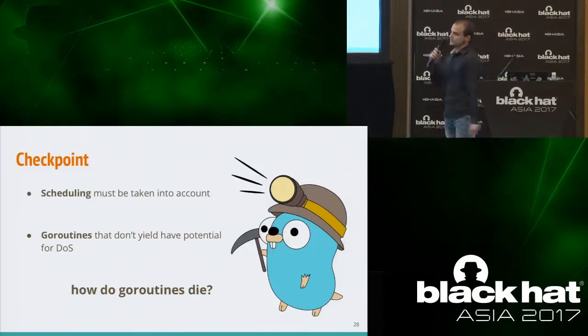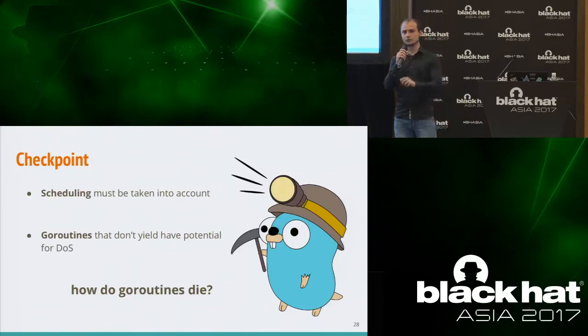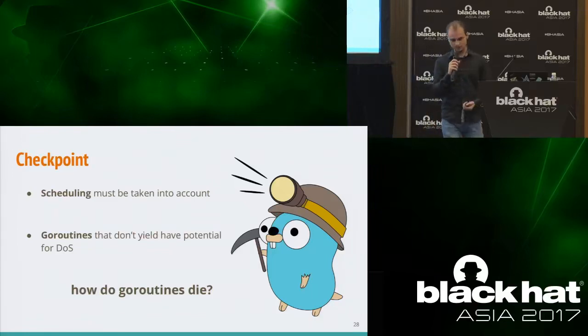So, coroutines have to yield execution. Scheduling must be taken into account. While you write your code, be sure to put some yielding call in your loops if you want them to be scheduled in a nice way. The scheduler is not preemptive. It cannot preempt a coroutine. It can only wait for it to yield execution.